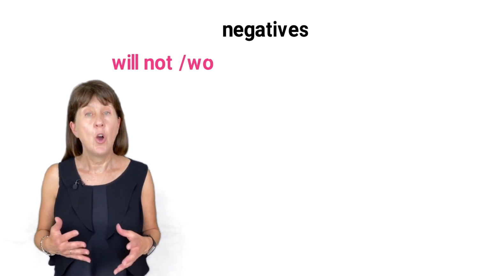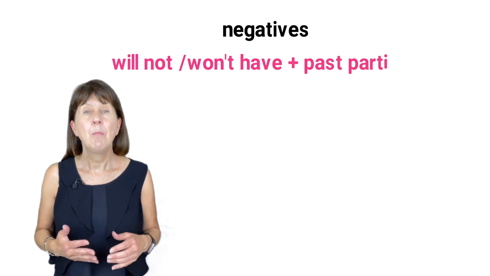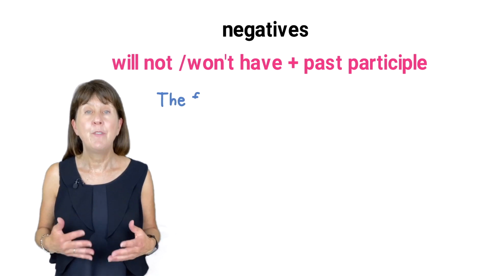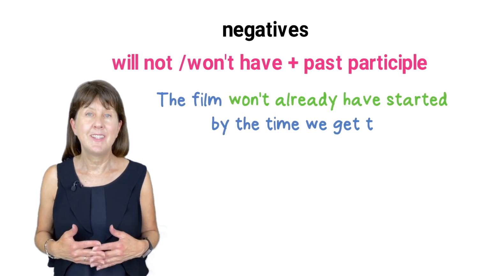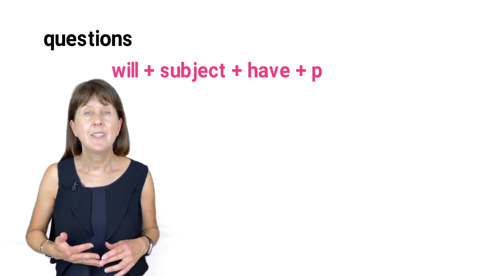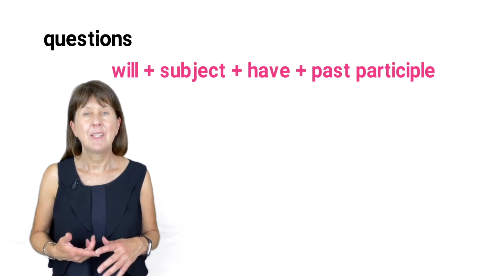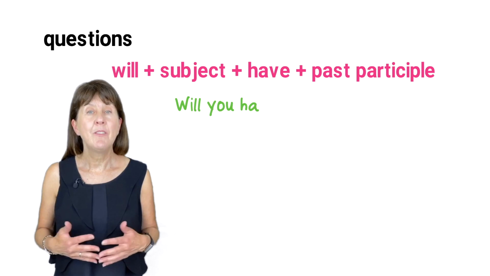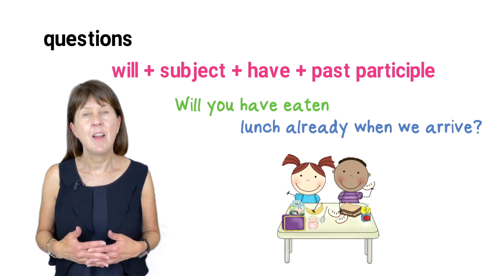In the negative, it is simply will not, often abbreviated to won't, plus have plus the past participle. For example, the film won't already have started by the time we get to the cinema. In questions, the form is will plus the subject plus have plus the past participle. So for example, will you have eaten lunch already when we arrive?